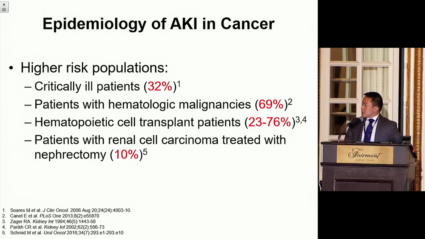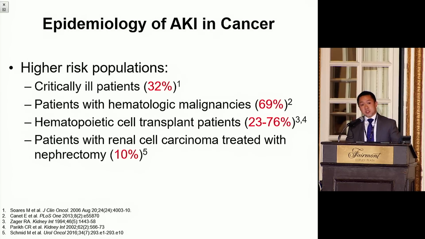Now, among cancer patients, there are some populations that are at higher risk for the development of AKI, and these include critically ill patients. Up to about a third of these patients may develop AKI. Patients with hematologic malignancies like leukemia and lymphoma. Hematopoietic stem cell transplant patients, and you can see here that the rates of AKI vary from anywhere from 23 to 75%. The reason for this is that the risk of AKI differs depending on the type of stem cell transplant these patients receive. And we'll talk a little bit more about that later.